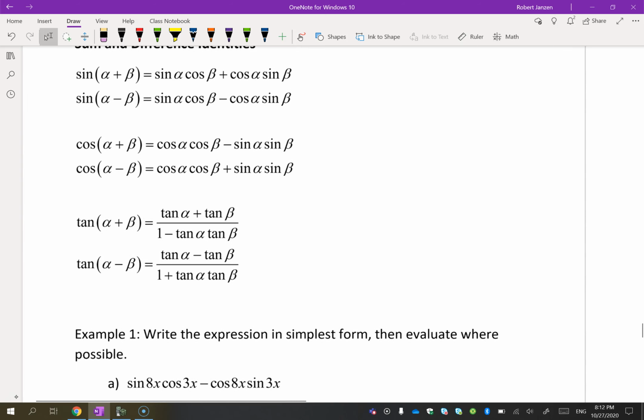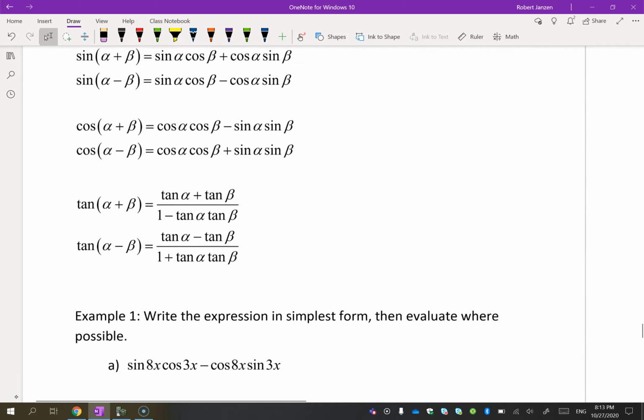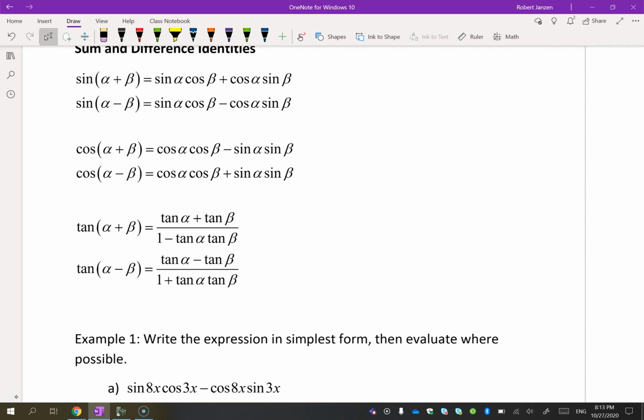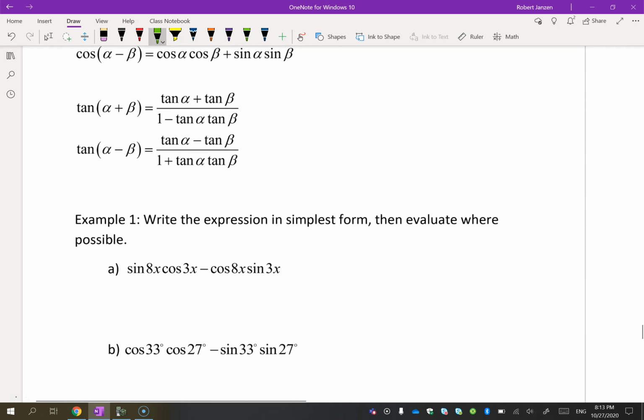I would get used to having your formula sheet beside you while you're doing these questions, because you should be periodically checking to see which identity to use. Okay, so let's spend a little time getting comfortable with them. There are 6 here. There are addition identities for sine, cos, and tan, and also subtraction identities for sine, cos, and tan.